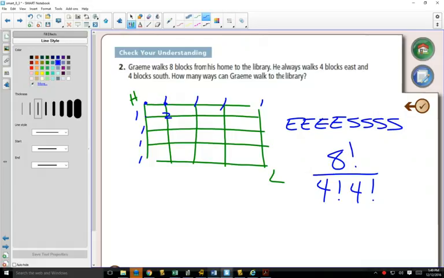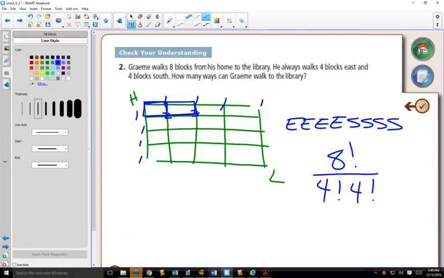You can actually count them out. How many ways to get to this one? Think about the different pathways. There's only 3 ways to get to that one. You could go 1, here I'll draw them out. 1 way, 2 ways, or 3 ways.